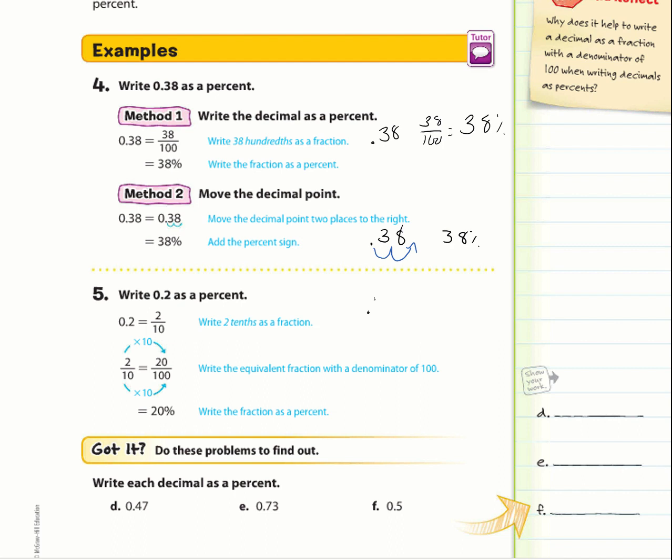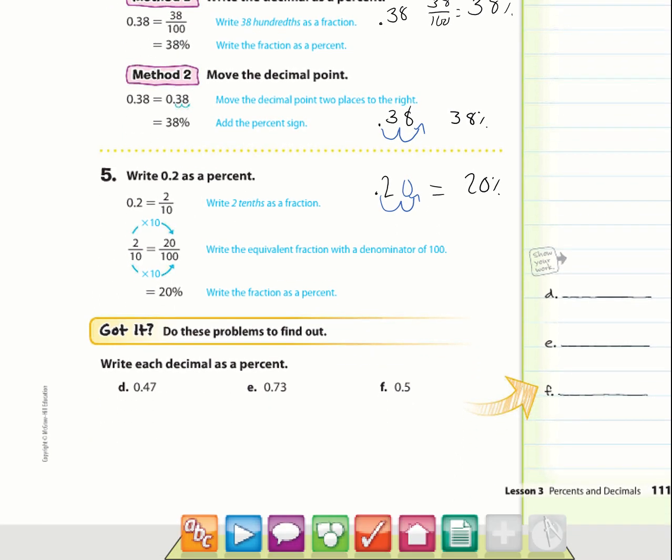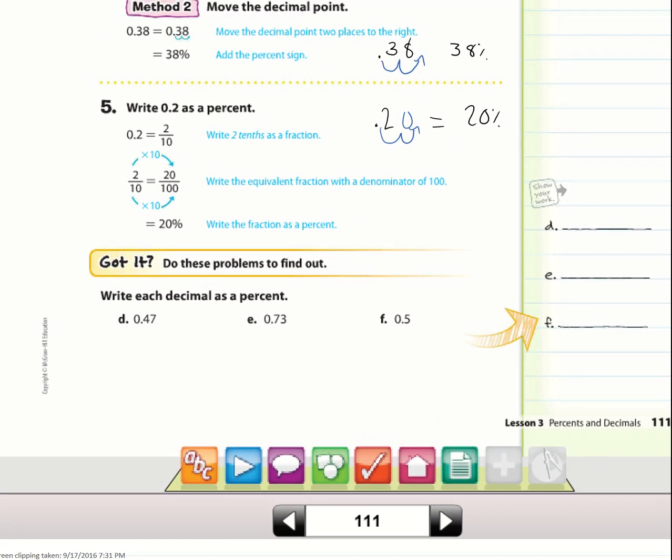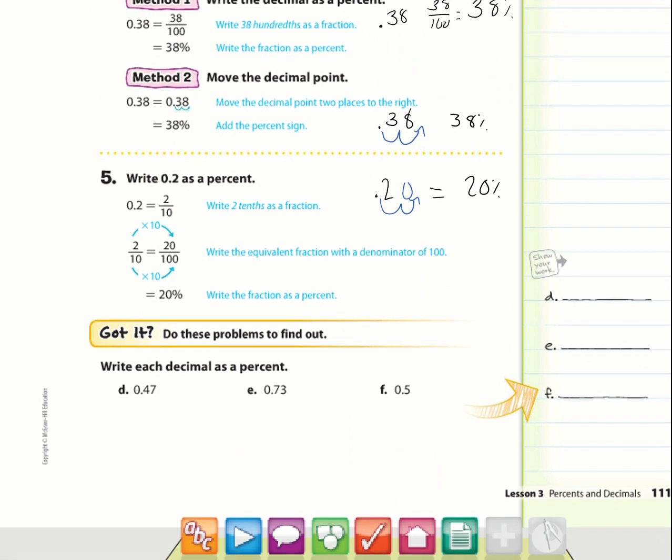So if I have 2/10, if I move it 2 places to the right, same thing, I'm going to put it as 0 here. So now I'm at 20%. So I'm moving 2 places to the right with my decimal. So go ahead and try D, E, and F.